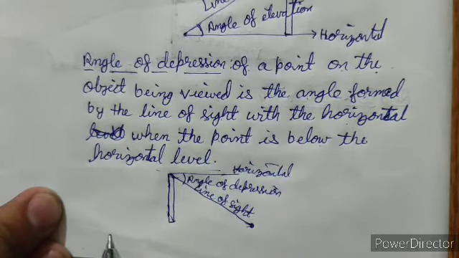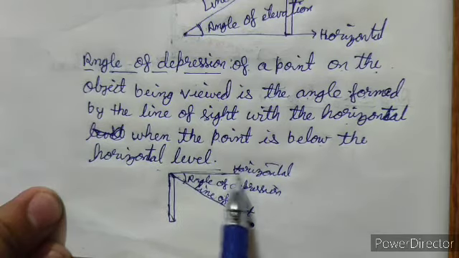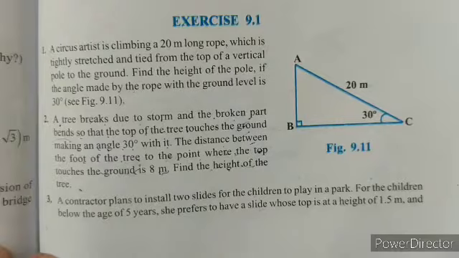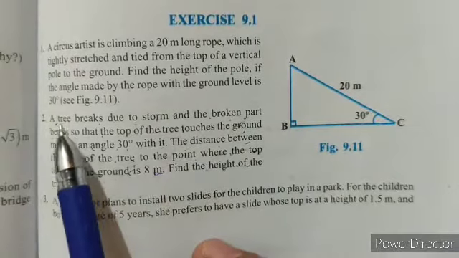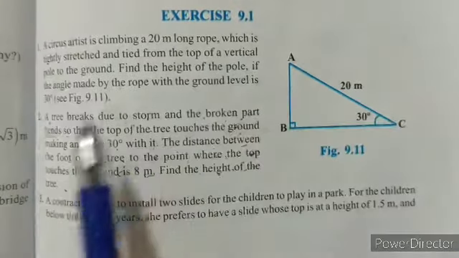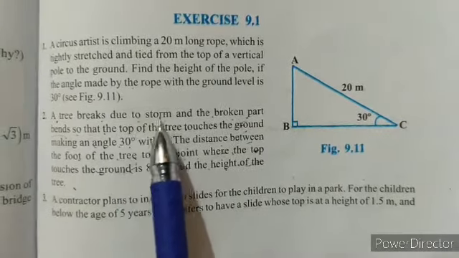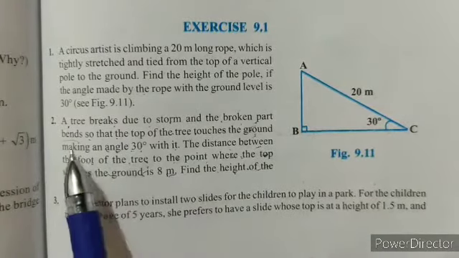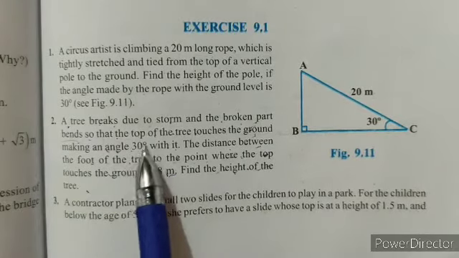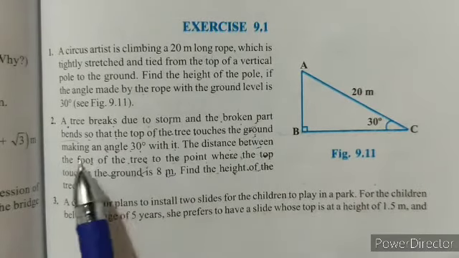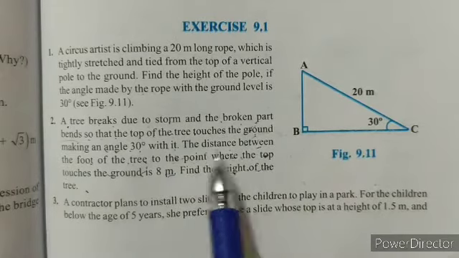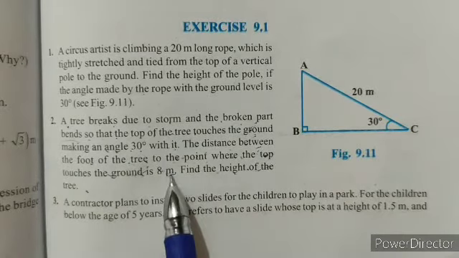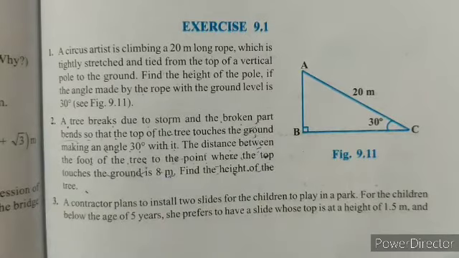Or we can say when we lower our head to look at a point being viewed, then the angle between the line of sight and the horizontal is called the angle of depression. Now come to question number 2 of exercise 9.1. A tree breaks due to storm and the broken part bends so that the top of the tree touches the ground, making an angle of 30 degrees with it. The distance between the foot of the tree to the point where the top touches the ground is 8 meters. We have to find the height of the tree.